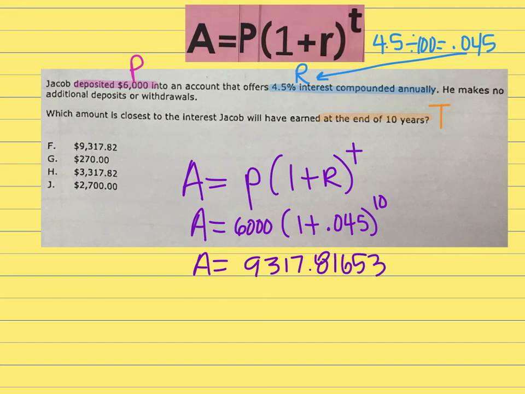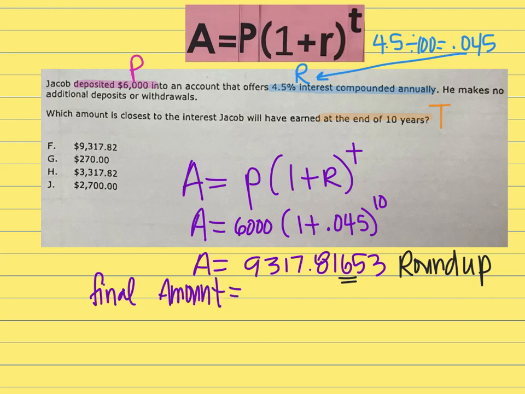9,317.81653. Money does not have this many digits behind the decimal, so look at your third digit to know if you round up or stay the same. This one's big enough to round up. So the final amount of money, remember that's what the A equals, should be $9,317.82.